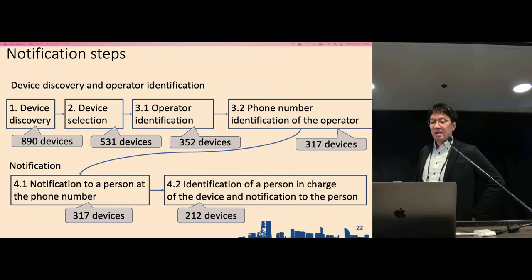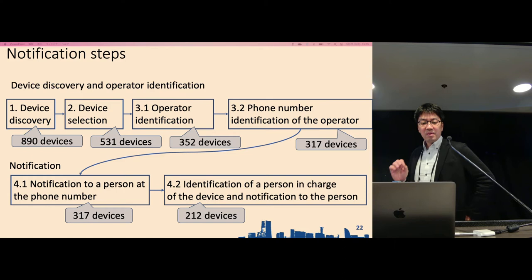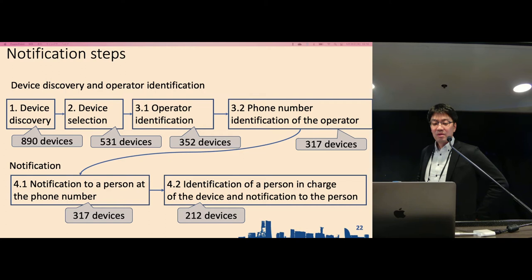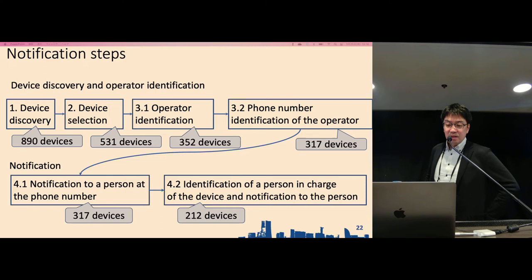Next step is operator identification. Based on the description of the web contents, we identified operators of 352 devices. Next step is the phone number identification of the operator. We identified the operators' phone numbers of 317 devices and conducted notifications to persons at the phone numbers. Finally, we reached the persons in charge of 212 devices and notified them.